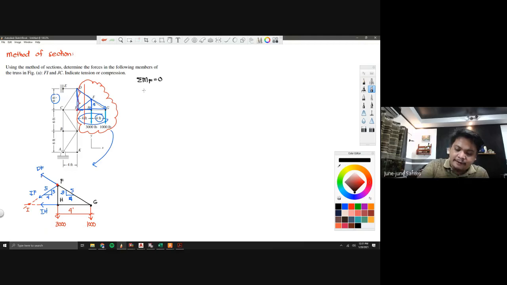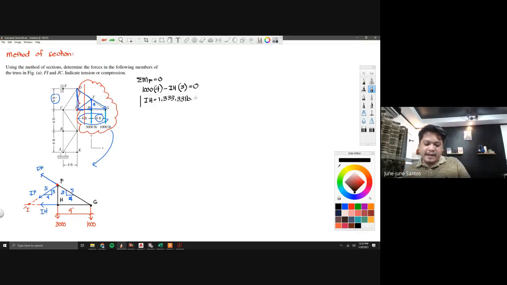Okay? So, I will have here 1,000 multiplied by 4 feet minus the IH multiplied by, ano yung height na to? So, that is around 3 meters. Sorry, 3 feet. Equal to 0. So, you will be having here the IH equal to 1,000 times 4 divided by 3. So, that is 1,333.33 and that is in pounds. Okay.